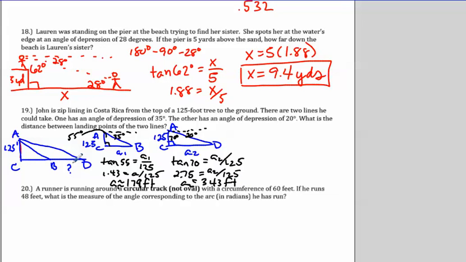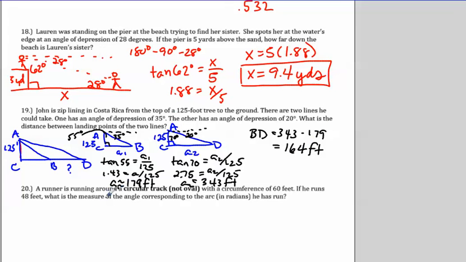So this distance from C to D is 343. This distance from C to B is 179. If I subtract them, I should be able to find the distance BD. So BD equals 343 minus 179, which is about 164 feet apart.